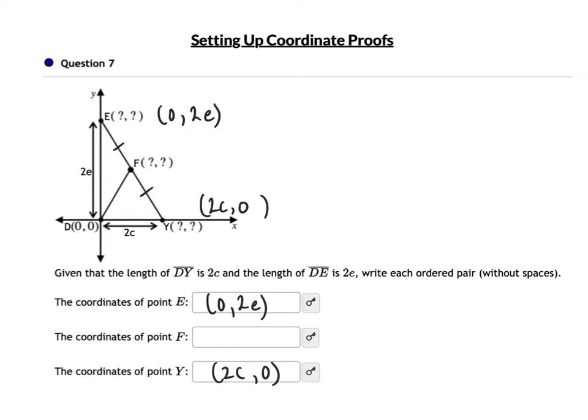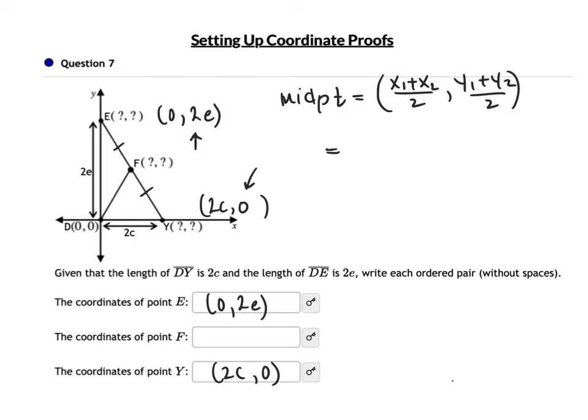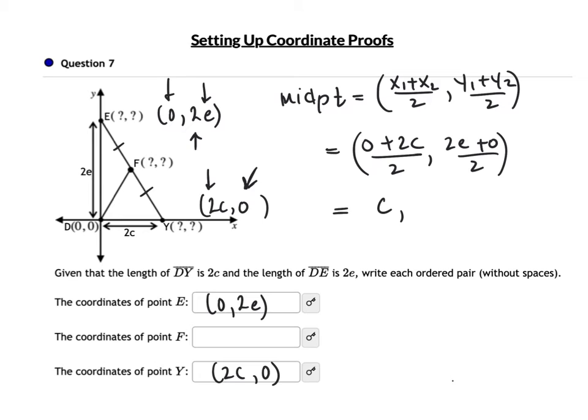Now to find F, F is the midpoint of EY. Remember the midpoint formula? The midpoint is the average of the x's, x1 plus x2 divided by 2, and the average of the y's, y1 plus y2 divided by 2. So the midpoint, point F, would be 0 plus 2c divided by 2, and 2e plus 0 divided by 2. We average the x coordinates and we average the y coordinates. Well, 0 plus 2c is 2c divided by 2 is c. And 2e plus 0 divided by 2 would be e. The coordinates of point F are C, comma, E.